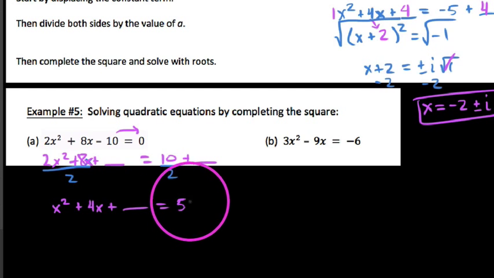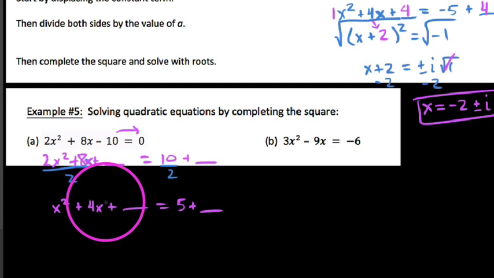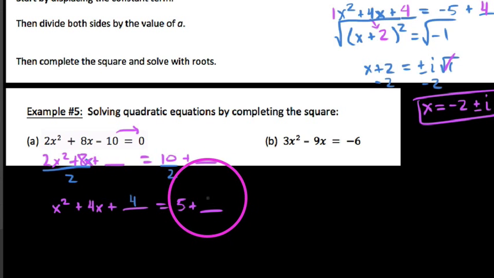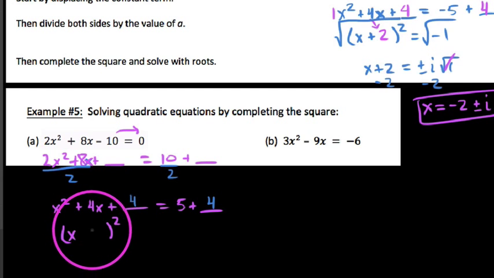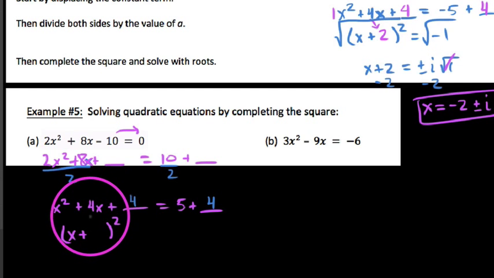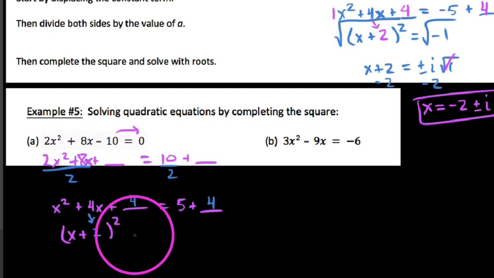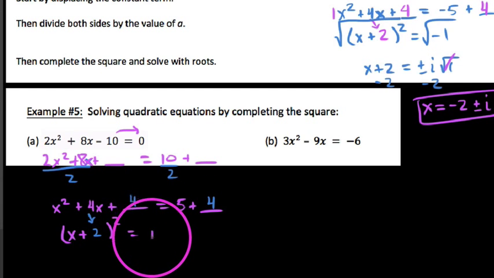On the right side we would have 5 plus blank, where we know that half of this middle term squared, well, 2 squared would be 4. So I'll add 4 to both sides. In this case, this has to factor into a perfect square of a binomial, where we'll put half the middle term in here when it factors. And then over here we get 9.